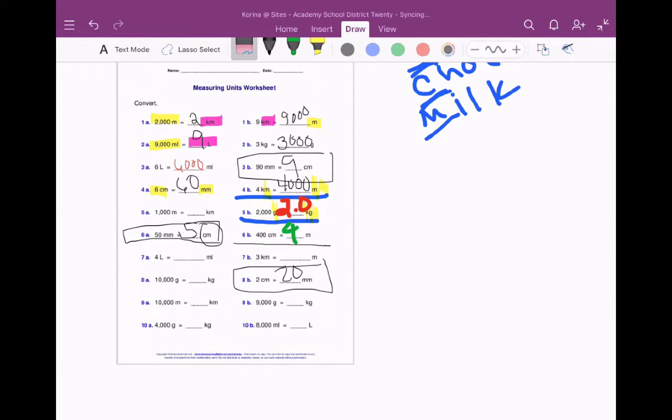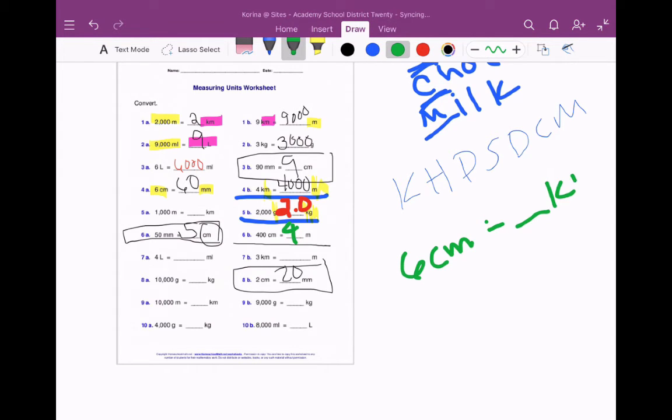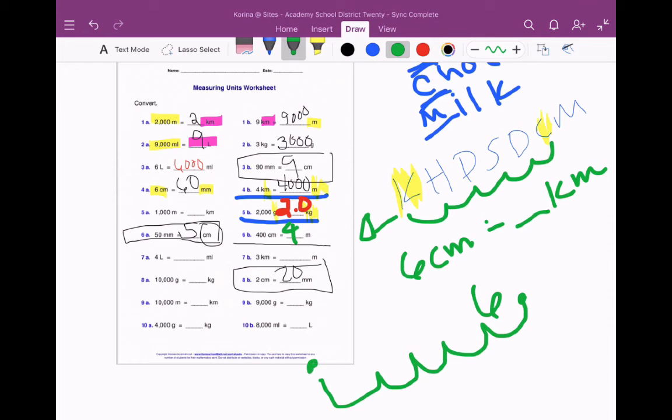So on this worksheet, there aren't any problems like what we're about to discuss, but in our King Henry died Sunday drinking chocolate milk, if there were a problem like 6 centimeters equals how many kilometers, we'd need to start at centimeters and move to kilometers. And so we jump 1, 2, 3, 4, 5 to the left. And 6, the decimal point would come here. So we're going to jump 1, 2, 3, 4, 5 to the left. And then these empty hops we just fill with zeros again. So it would be 0.00006 kilometers.